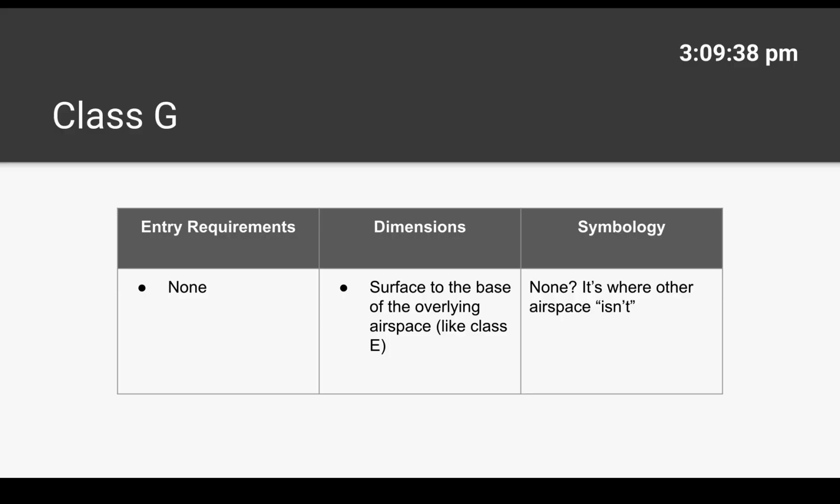All right, then we have Class G. G is kind of everywhere. So we're not going to have any visibility and cloud requirements yet. We're going to get to that in just a minute. But let's start with entry requirements. There are none. Dimensions, well, it's the surface to the base of the overlying airspace, so like Class E.